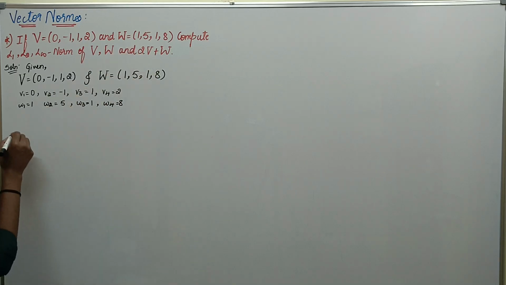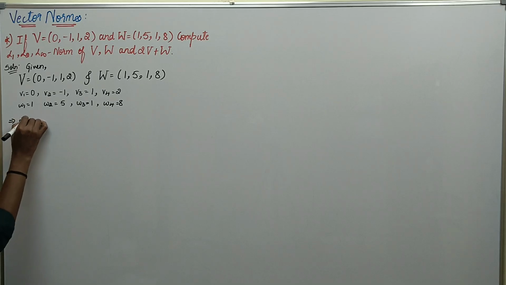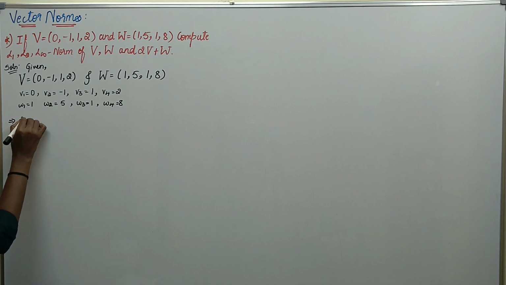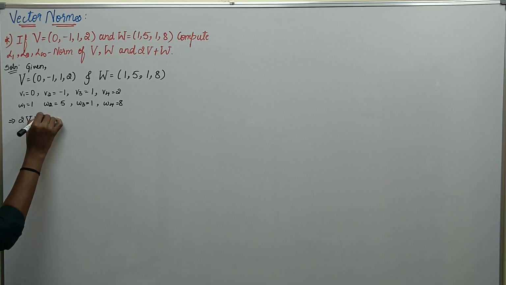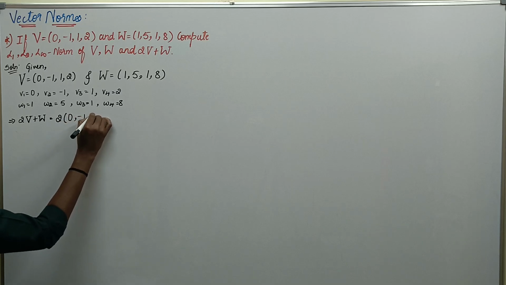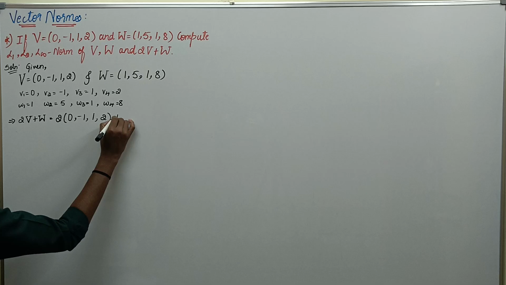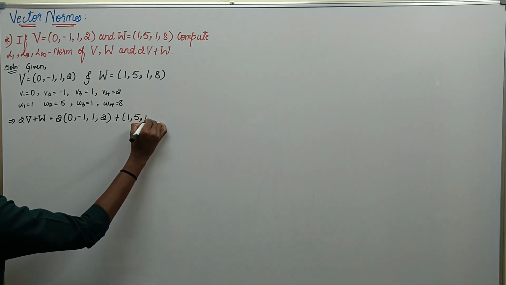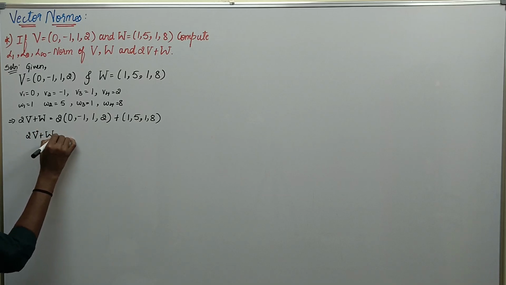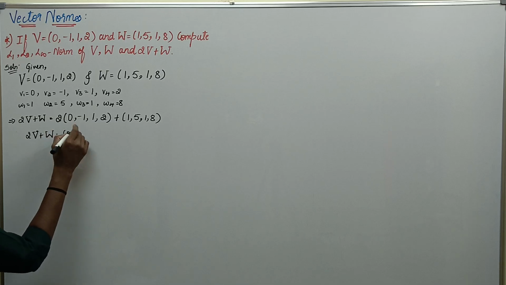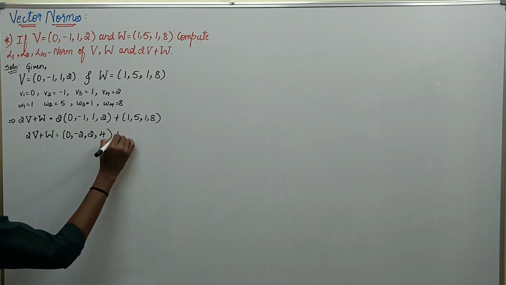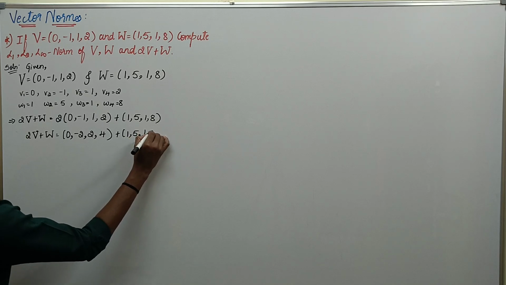First, let us find 2V plus W. That is 2 capital letter V plus W, where 2 into what is V? 0, -1, 1, 2 and plus W 1, 5, 1, 8. 2V plus W is equal to 2 zeros are 0, 2 into -1 is -2, 2 ones are 2, 2 twos are 4, plus 1, 5, 1, 8.